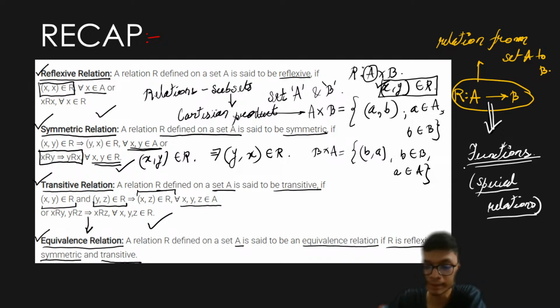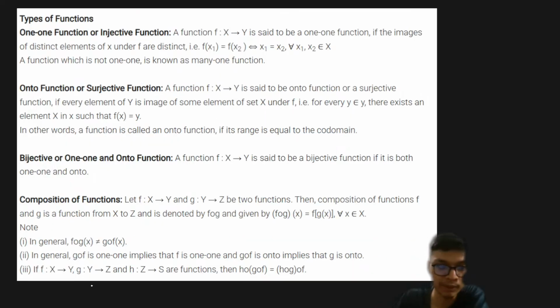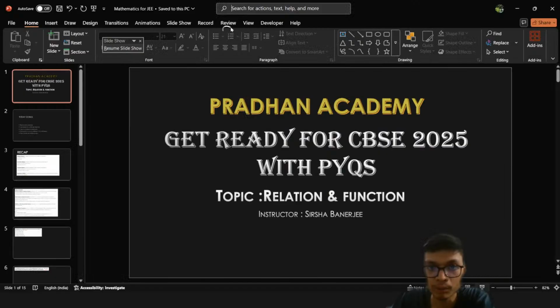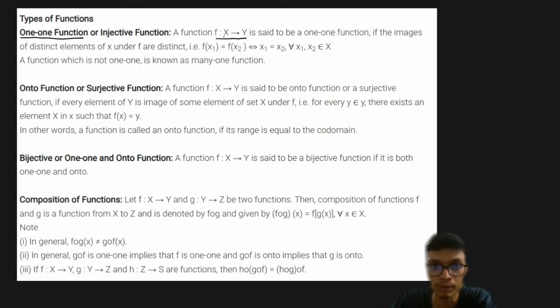Then once we understand functions, let's try to understand the different types of functions. We classify functions based on the type of map into various types. One is called a one-one function or injective function, and the second is the onto function or surjective function. Now let us understand what a one-one function, or injective function, is. A function going from set X to set Y, where X is the domain and Y is the codomain.